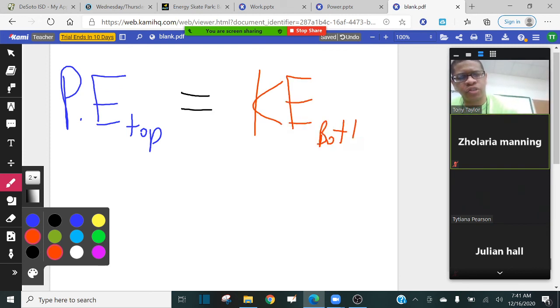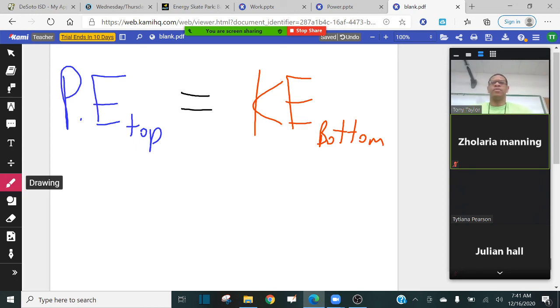We are ignoring friction, which slows the system down and takes energy and converts it into thermal energy. So we're ignoring friction. So the potential energy at the top is equal to the kinetic energy at the bottom.